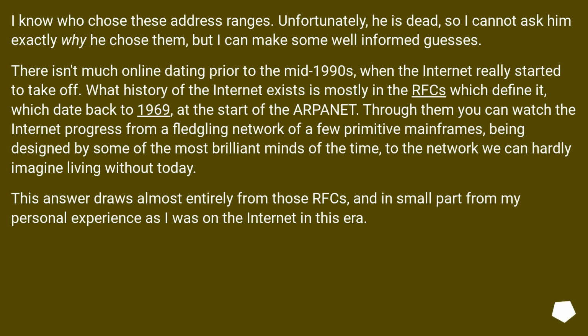Through them you can watch the internet progress from a fledgling network of a few primitive mainframes, being designed by some of the most brilliant minds of the time, to the network we can hardly imagine living without today. This answer draws almost entirely from those RFCs, and in small part from my personal experience, as I was on the internet in this era.